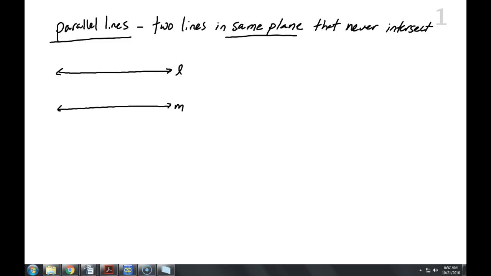Now the symbol for parallel is just two straight lines vertically up and down. That's the symbol that represents the word parallel. So in the future, I probably won't write the word out. I'll actually draw that symbol. Now some people might say, well, how come I can't just say two lines that never intersect? What's the whole purpose of this same plane part?